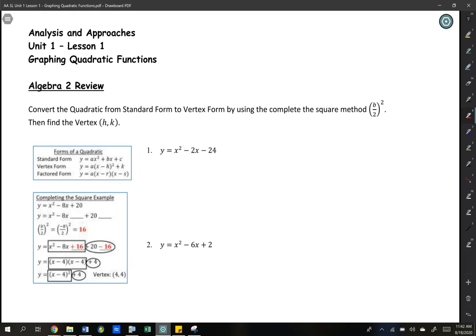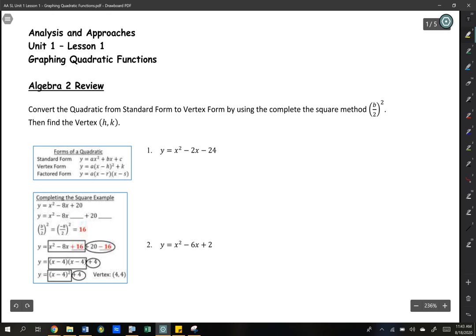Hi everybody, today we're looking at Unit 1, Lesson 1, and this is all about graphing quadratic functions. So before we get into actually doing that graphing, I want to do a little bit of Algebra 2 review. And, of course, we're going to be talking about quadratics, so I wanted to just do a little bit of practice going back to some of the things you may or may not remember.